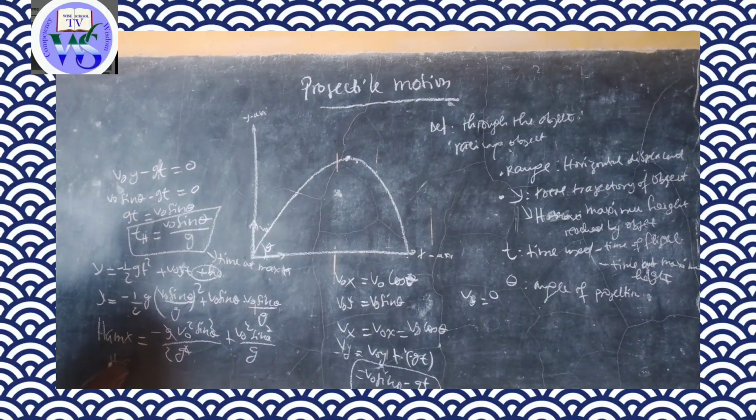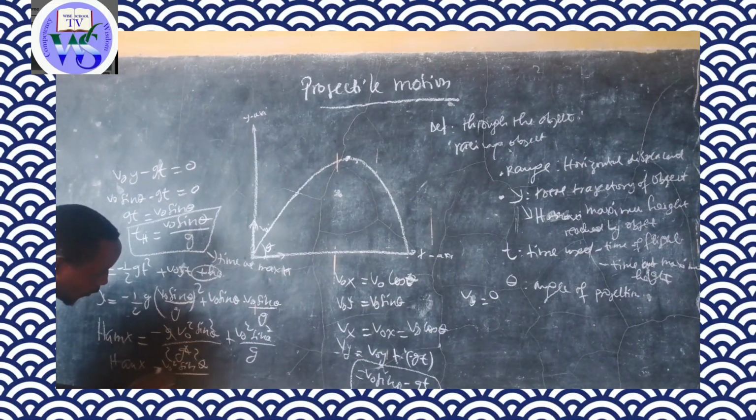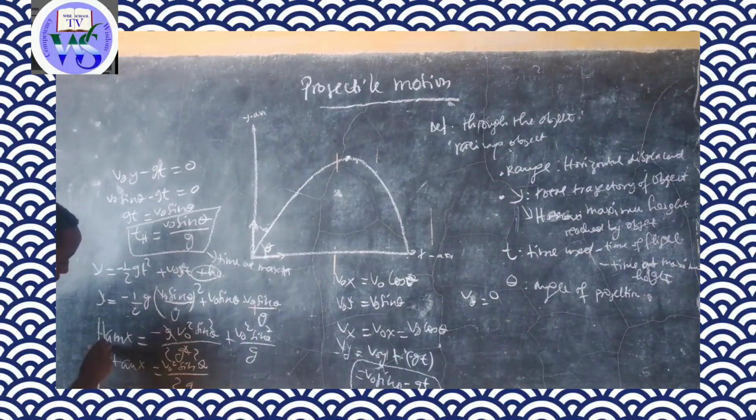So h max is equal to, when you find the common denominator, 2 multiplied by v0 squared sine squared of theta, and this is the same as that. When you take 2 minus 1, we get v0 squared sine squared of theta over 2g. So this is h max, the formula of h max.